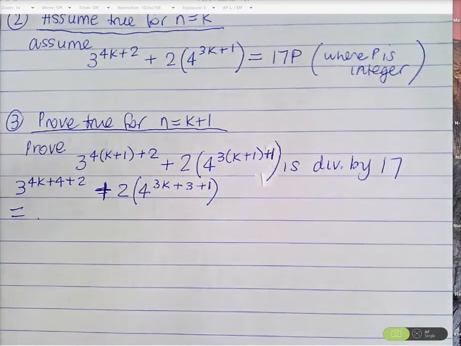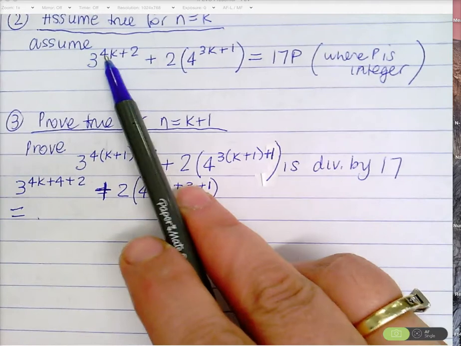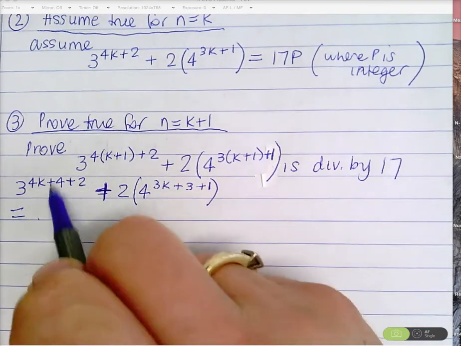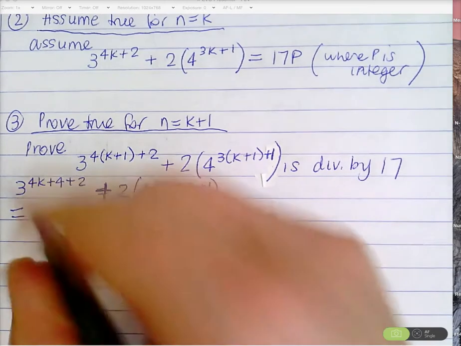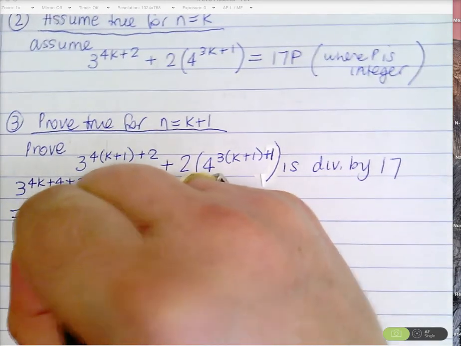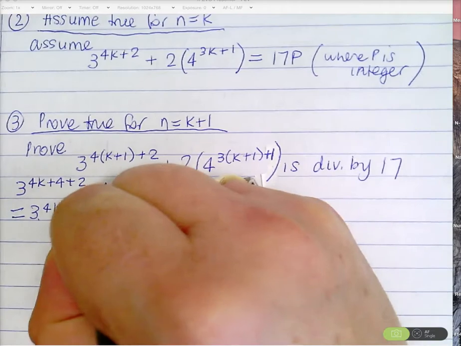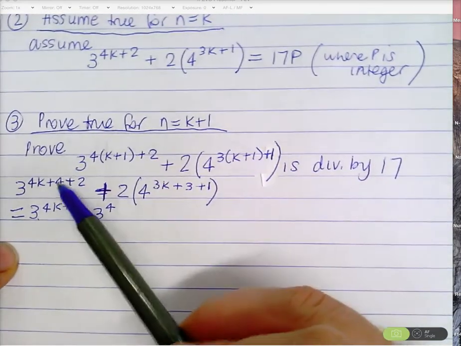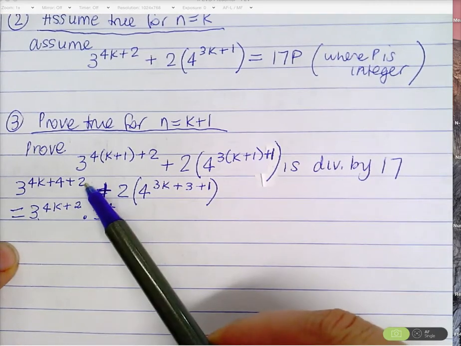What are you trying to substitute? You're going to try and substitute 3 to the 4k plus 2. So see this 2, I want to put it there. I'm going to write this as 3 to the 4k plus 2 times 3 to the 4. See, all I've done here is swap the 2 and the 4. Do you see what I'm doing?